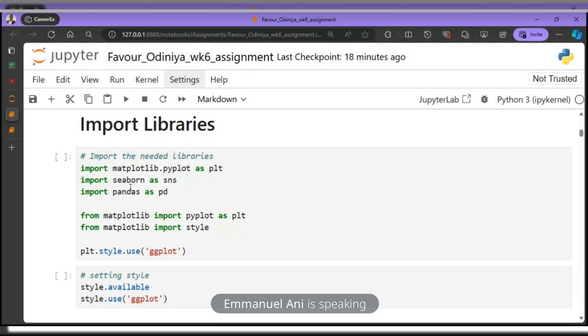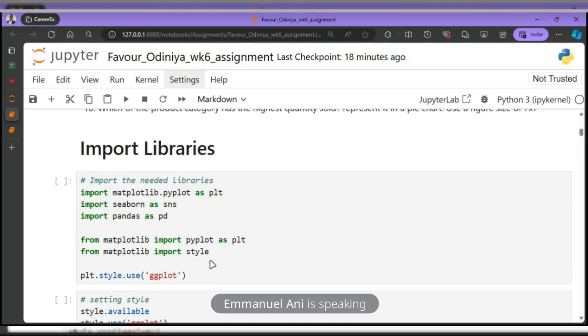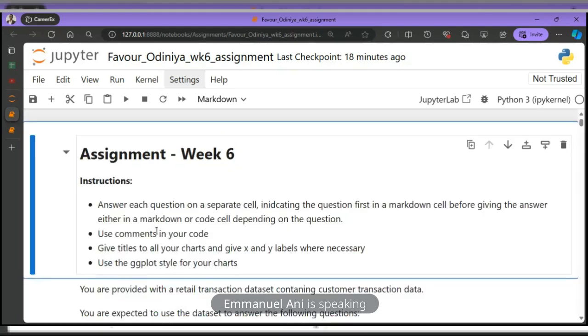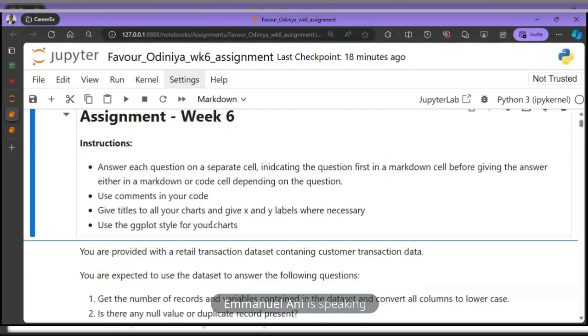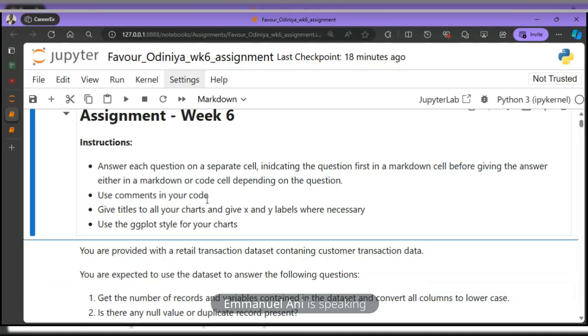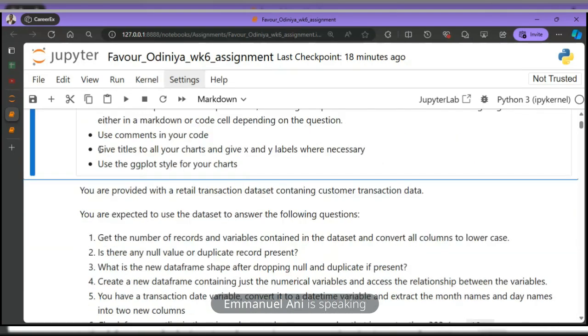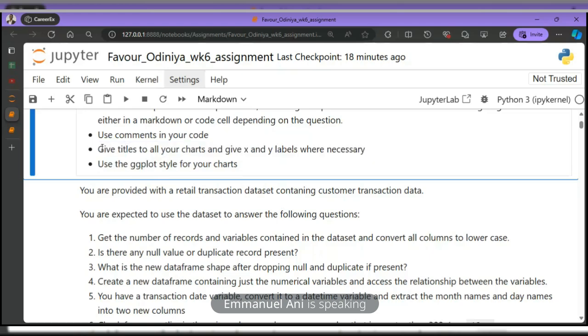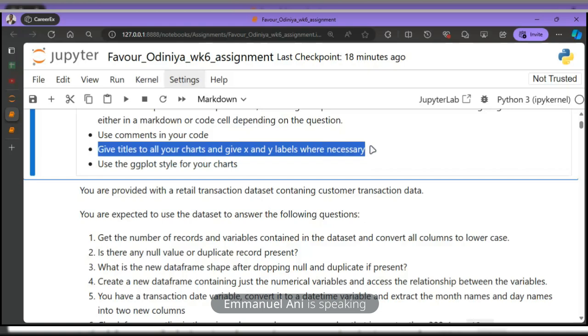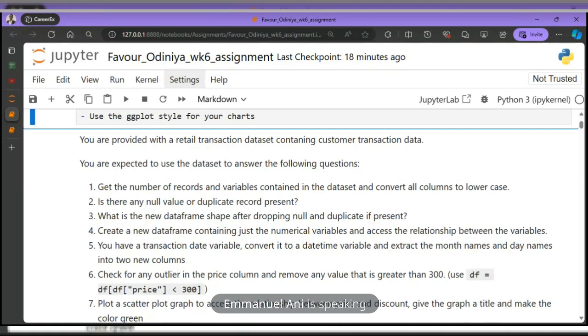So basically, you import your libraries, all right? And there are some instructions I gave at the beginning, which are very important to note. This is the normal instruction that you've always been seeing in the assignments. Now, this also is another common one. The last two instructions here are to give titles to all your charts and give X and Y labels where necessary. I just need you to annotate your chart so that while I'm looking at it, I understand what exactly it is you're doing. All right.